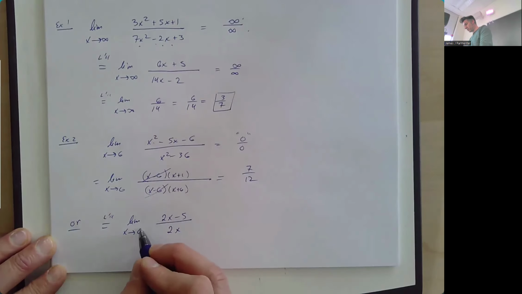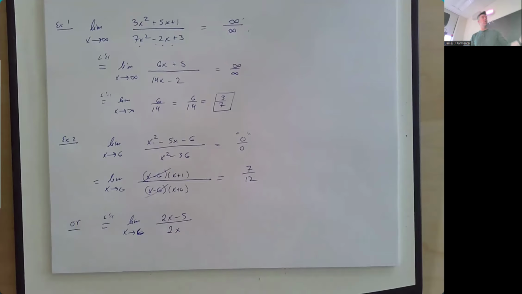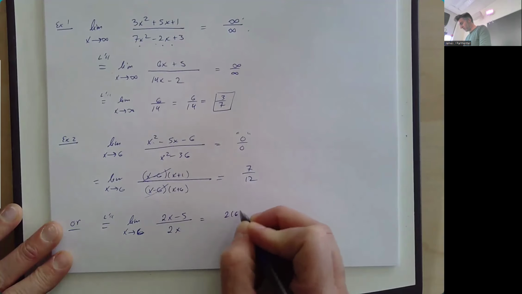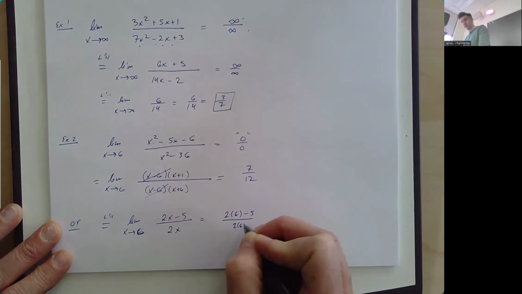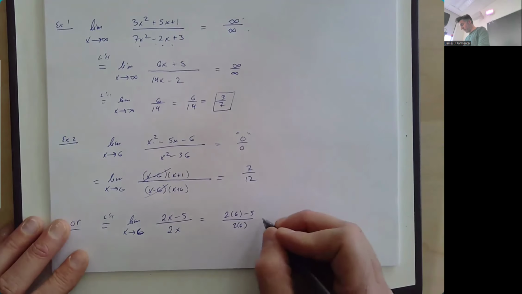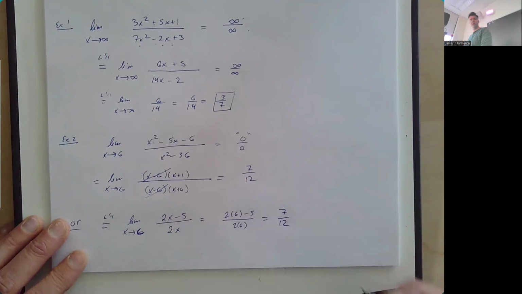As soon as you've used L'Hopital's rule, that is when you should think about, can I plug in what x is approaching and get a real answer? If I plug in 6 right now, I get 2 times 6 minus 5 over 2 times 6. Definitely not 0 over 0. So that's my answer. 12 minus 5 over 12. Oh, it's the same as it should be.